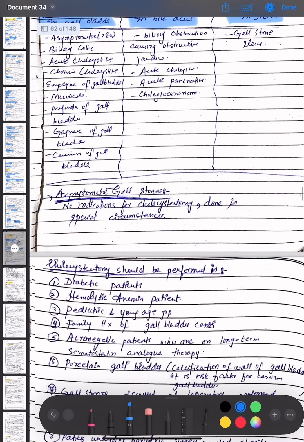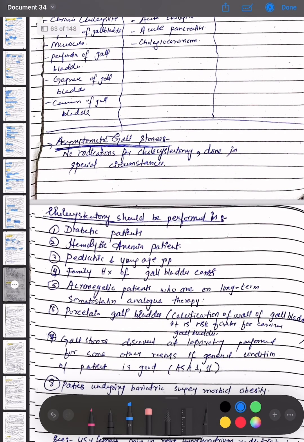Now, what about asymptomatic gallstones? There are no indications for cholecystectomy except in special circumstances.